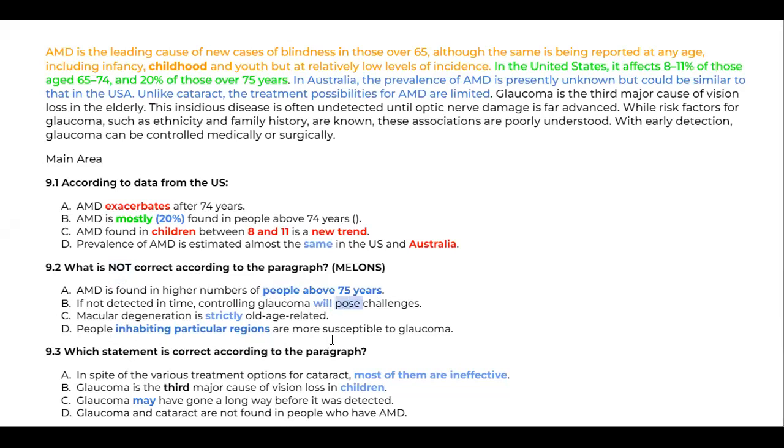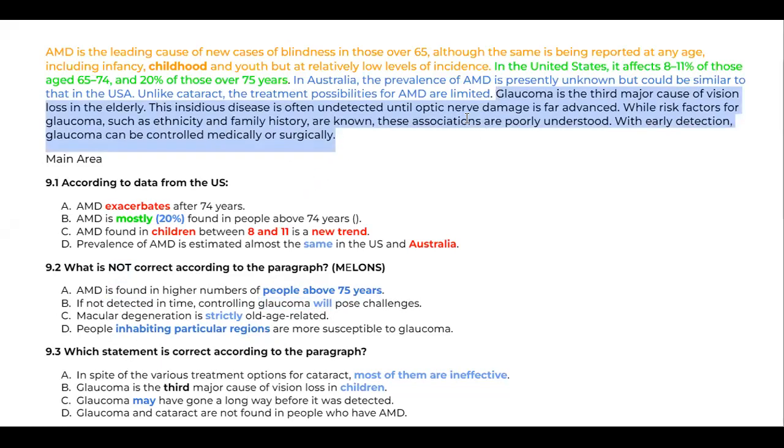If not detected in time, controlling glaucoma will pose challenges. You do not see a word like pose, challenge, or anything, but indirectly, is it there? Mention. Yes, sir. Mention. Maybe some of you really need to know where it is mentioned. Okay, if not detected in time, we are talking about what? Glaucoma. We are not talking about AMD or cataract. We are talking only about glaucoma now. Where is glaucoma now? Here, starting point of glaucoma.